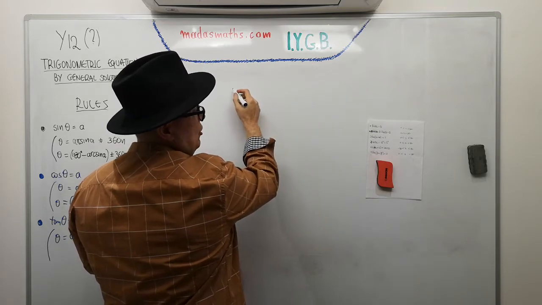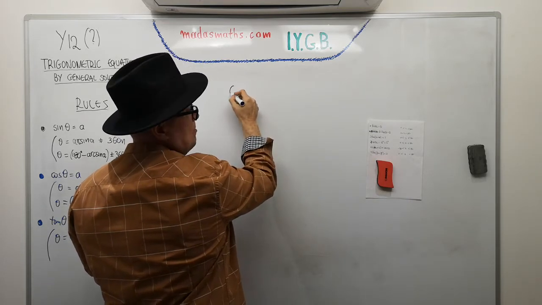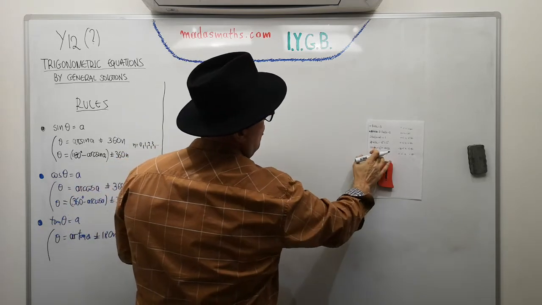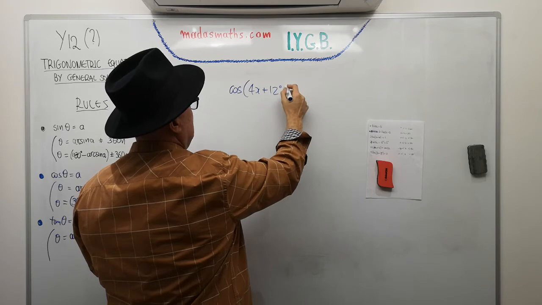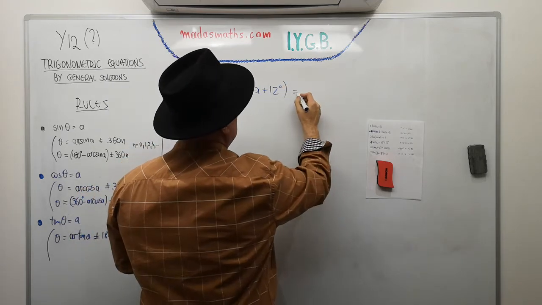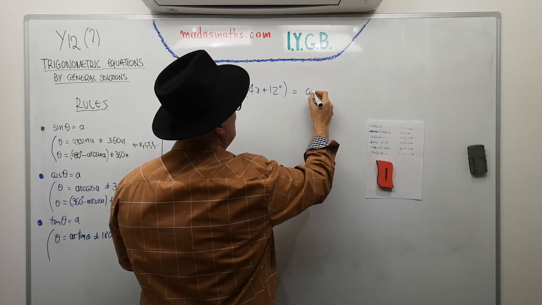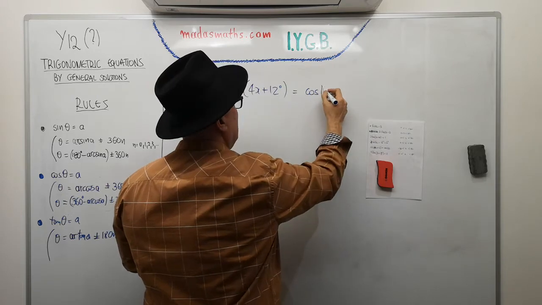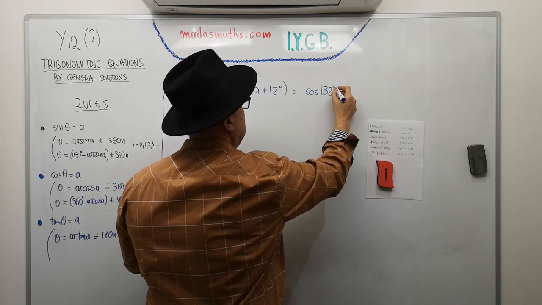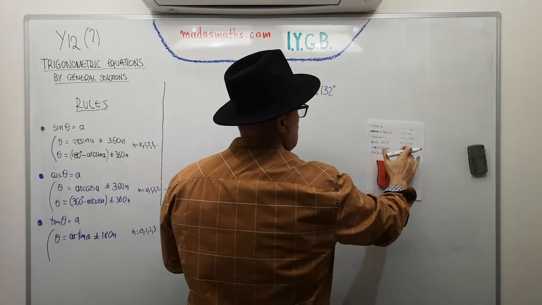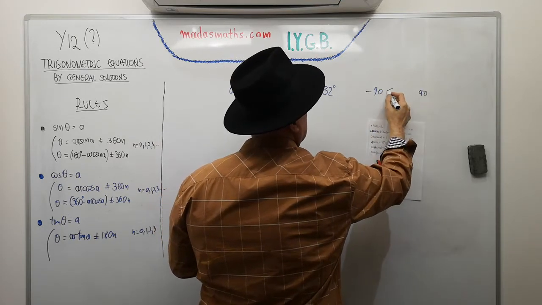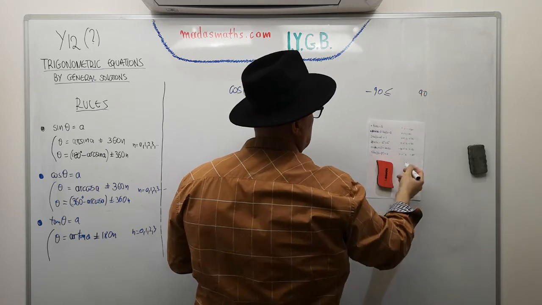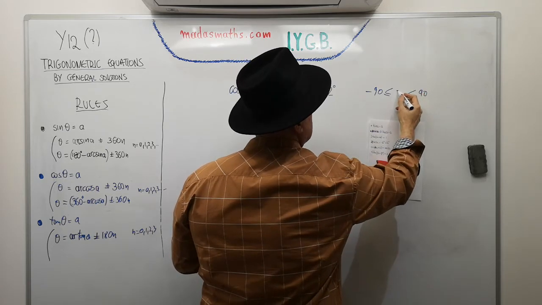Okay, next question, we're back to a cos. This is question number 5. The cos of 4x plus 12 degrees is equal to the cos of 132 degrees. And the solution interval minus 90 to 90. Doesn't really matter. Let's put it doesn't matter. And that's our x.